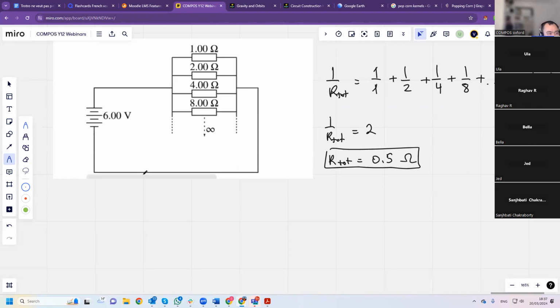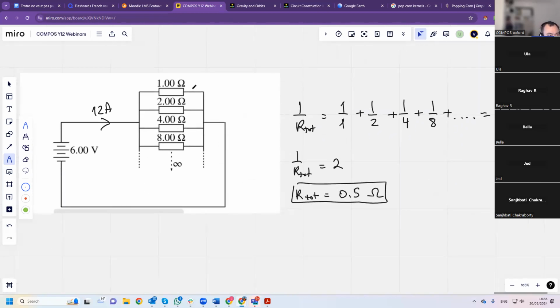And the current here is going to be 12 amps. And out of 12 amps, we know that 6 amps will flow here, 6 amps because the resistance of this is 1. We have 3 amps and 1.5 amps, and this one is going to be 0.75 amps, etc.